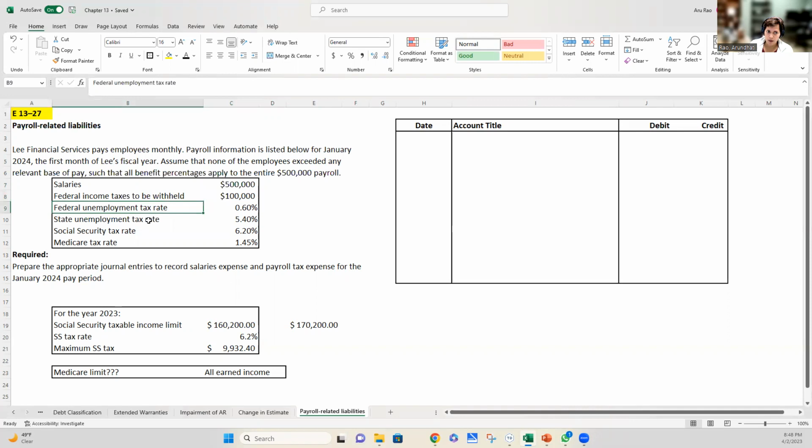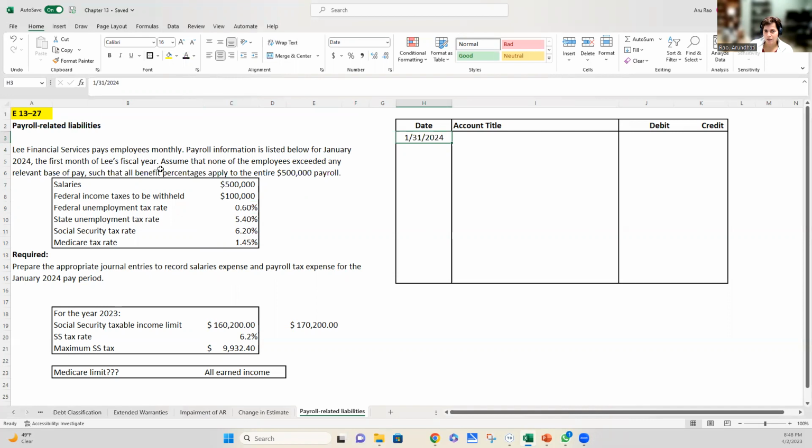These are the unemployment tax rates for the federal and the state. If you recall, I told you that the federal and state have their rates. The federal, they're telling us, is 0.6%. The state is 5.4%. The state may decide to change the rate, lower it, but the federal never lowers that rate. Social Security is 6.2%. Medicare is 1.45%. So let's get down to business and do our journal entries.